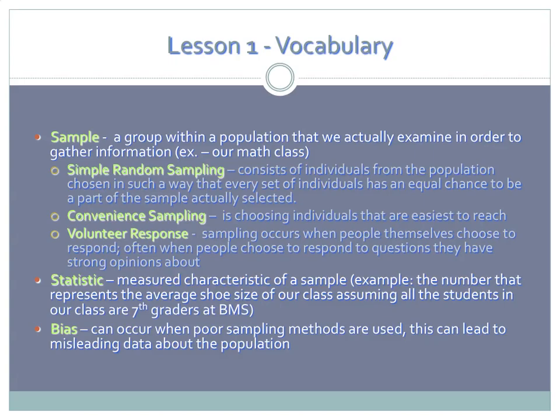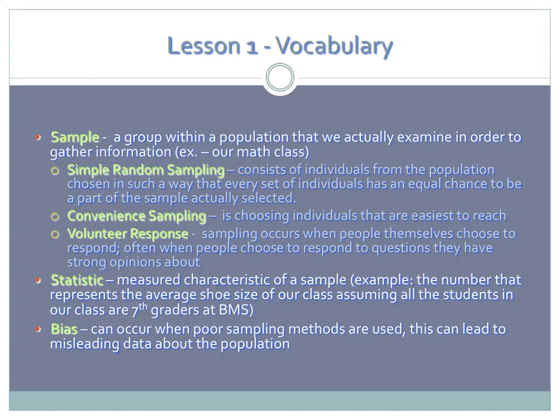The second type of sampling we're going to talk about is convenience sampling. And this is choosing individuals that are easiest to reach. An example of convenience sampling would be getting here early one morning, when Ms. Wilburn goes to the FCA meeting, and I pull all 7th graders from that meeting. That would be convenience because the 7th graders are already there and it would be easy for me to do that. Now, that's not as accurate as random sampling.